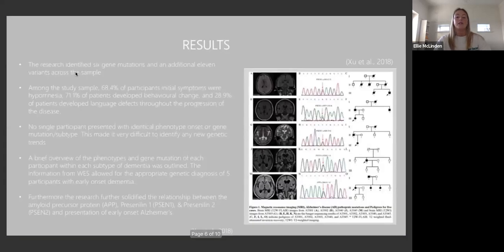Results. The research identified 6 gene mutations and another 11 variants with unknown significance across the sample. Among the study sample, 68.4% of participants' initial symptoms were hypoamnesia, 71.1% of patients developed behavioural change, and 28.9% of patients developed language defects through the progression of the disease. No single participant presented with identical phenotype onset or gene mutation subtype.